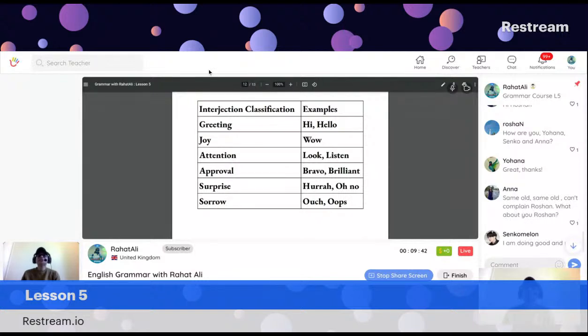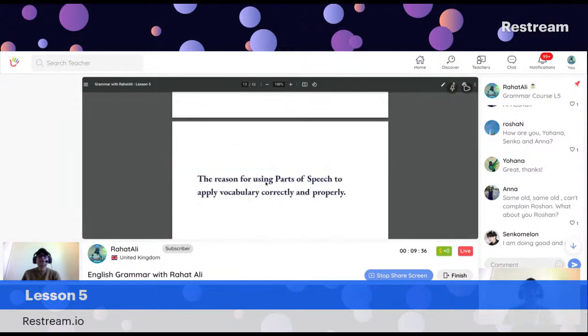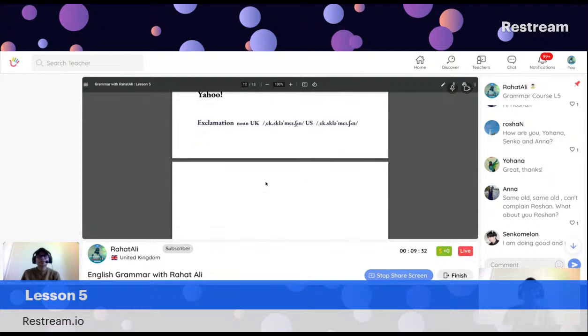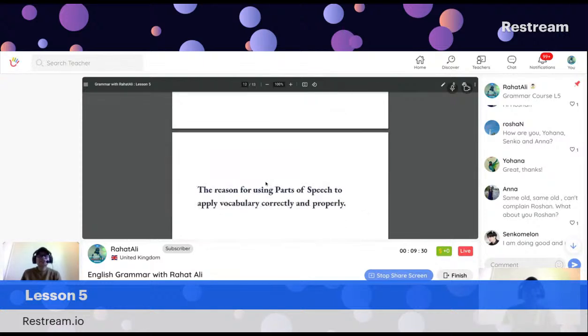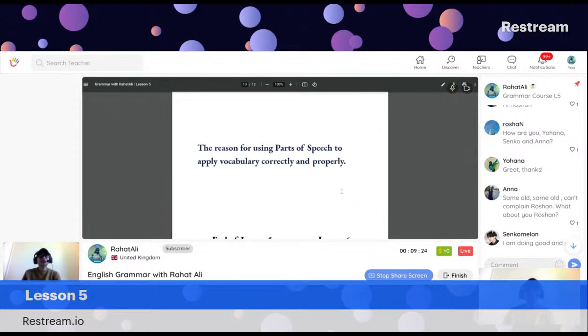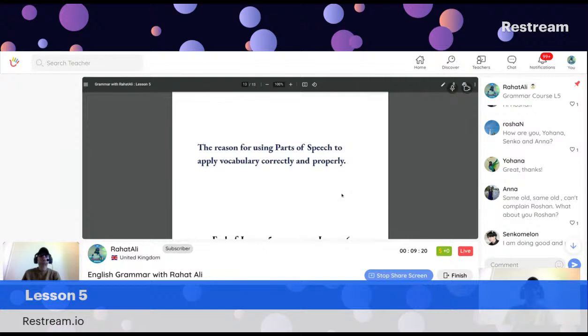So these are the most commonly used interjections. Okay. The last sentence I wrote: the reason for using parts of speech is to apply vocabulary correctly and properly. Remember that. This is the reason why we always use parts of speech correctly.